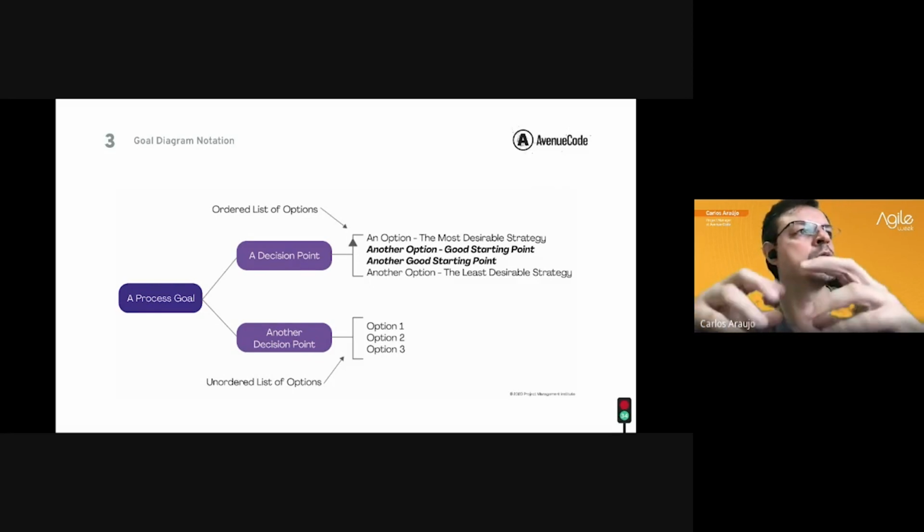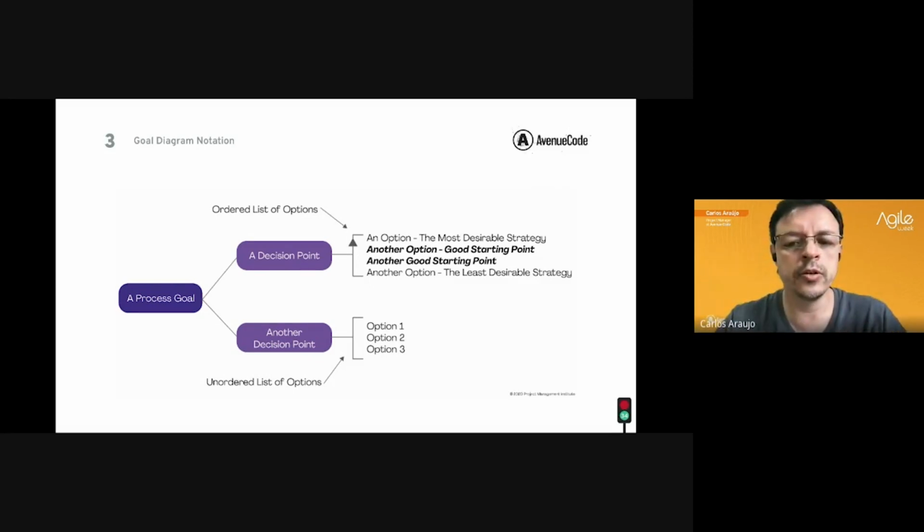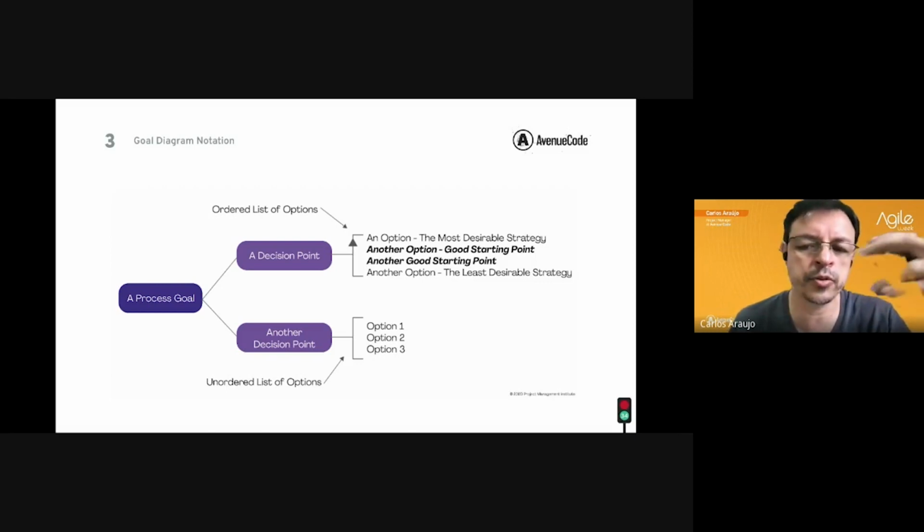If you are new in this context, use the bold option that we suggest here for you. From the bottom to the top, you can pick the first one, the other option, a good starting point, for example. And when we have another list, you don't have an arrow telling you which one you should choose first. You can select the option you think is more appropriate for you.